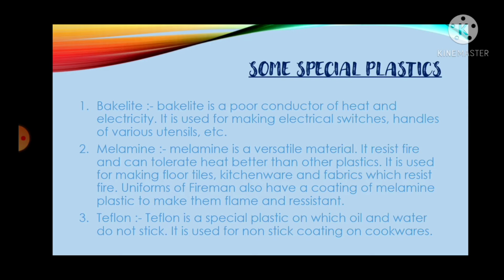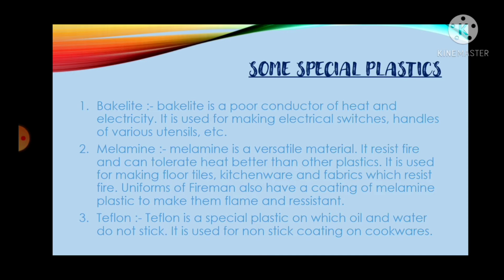Now let's learn about some of the special plastics. First one is bakelite. Bakelite is a poor conductor of heat and electricity. Therefore, it is used for making electrical switches, handles of various utensils, etc.